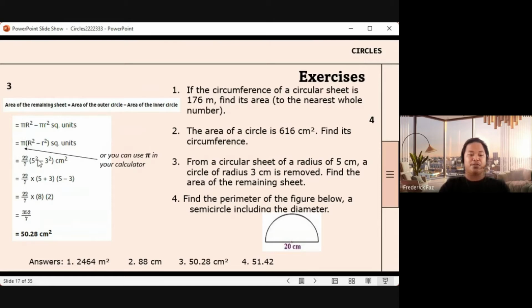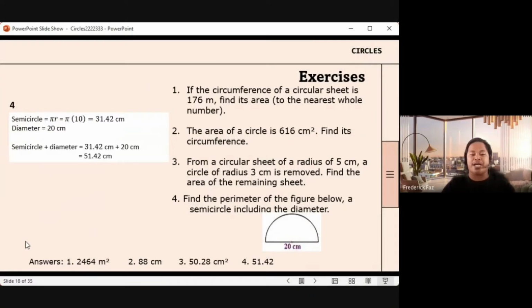So, we have 5 squared minus 3 squared. This is 25 minus 9, which is equal to 16. 16 times pi is equal to 50.28 square centimeters. As I discussed, you can use a calculator to check the solution.